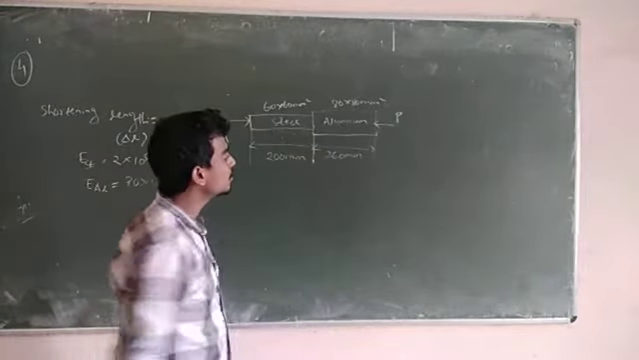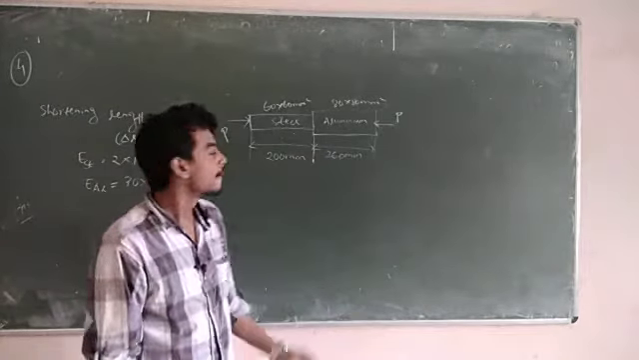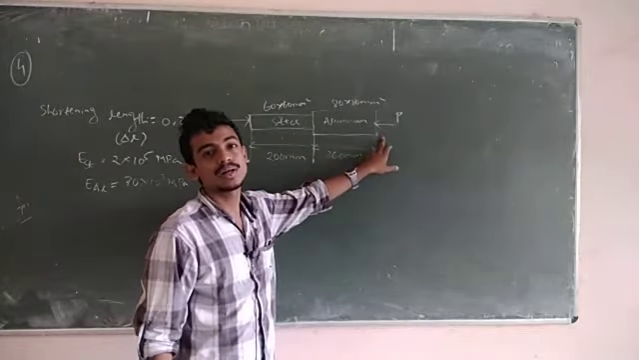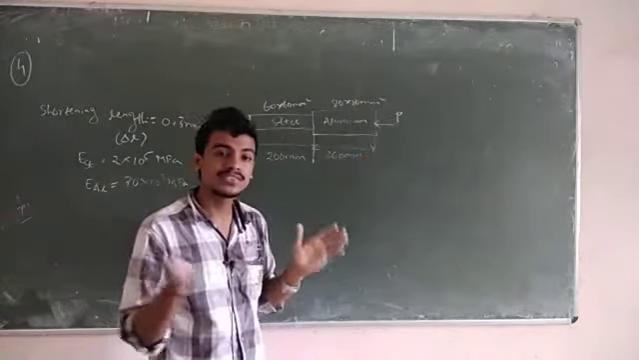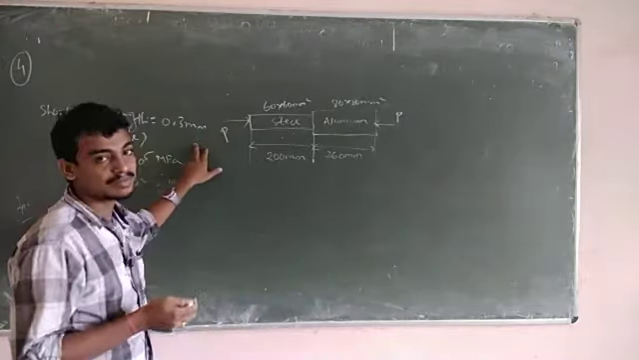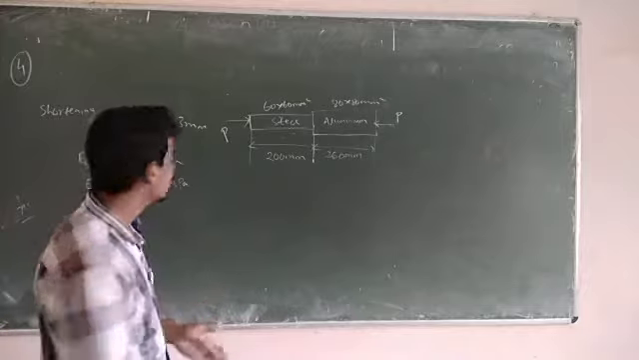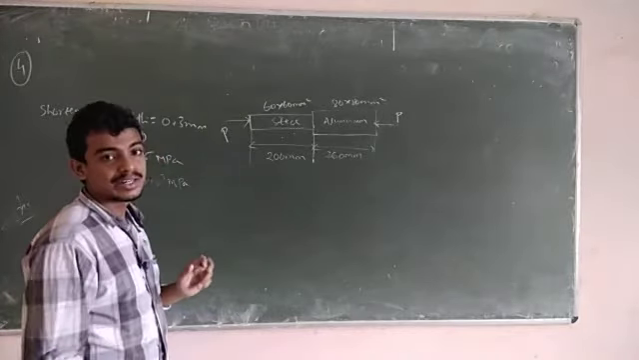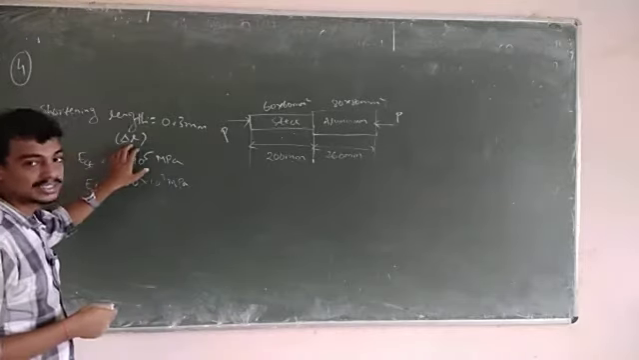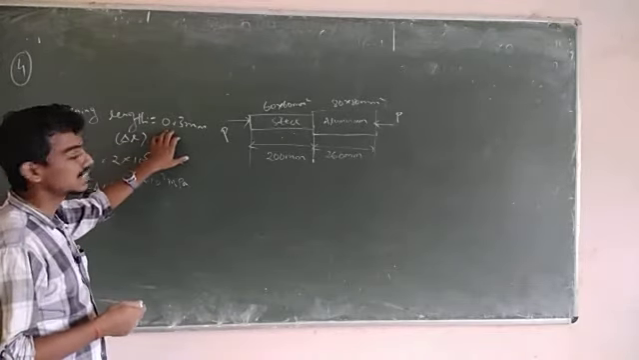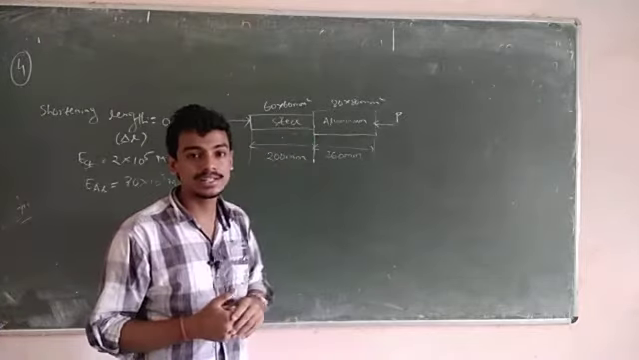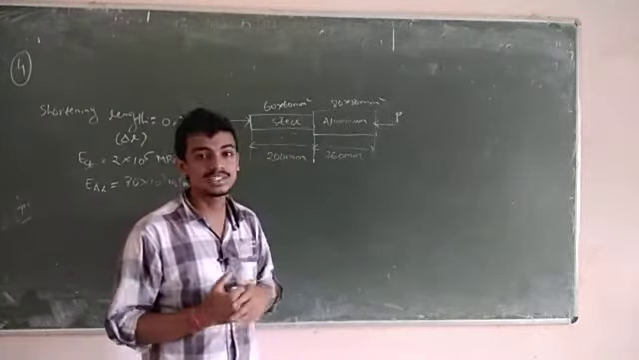In this problem, it is given that the shortening of length, because it is applied to a compressive load, will definitely shorten. The shortening of length is given as 0.3 mm, meaning the deformation, delta L. Deformation may be contraction or elongation. Here the contraction happens. That length is 0.3 mm, and it consists of two materials, one is steel and the other is aluminium.